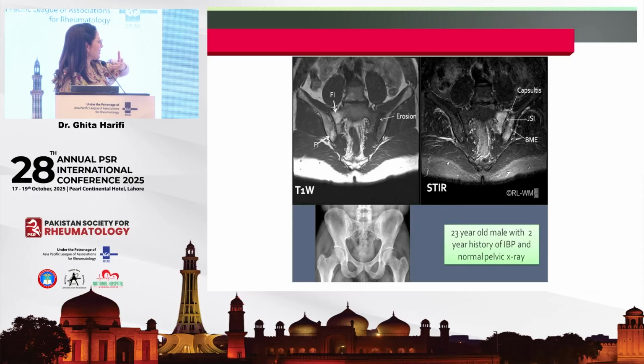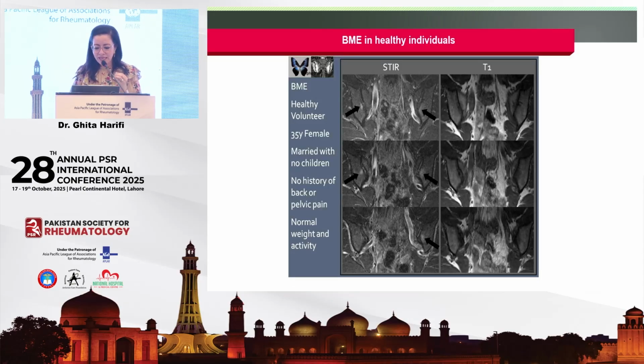Yeah, so we do see here, both on T1, structural changes: we see fatty metaplasia, we see significant erosion here. And on STIR, we do have features of capsulitis, joint space inflammation, and bone marrow edema. So this is definitely a sacroiliitis and spondyloarthritis. Obviously, we have the diagnosis, and we can also say that it's an active disease because we have significant features of activity. Now, minor degrees of bone marrow edema may be seen even in healthy individuals.